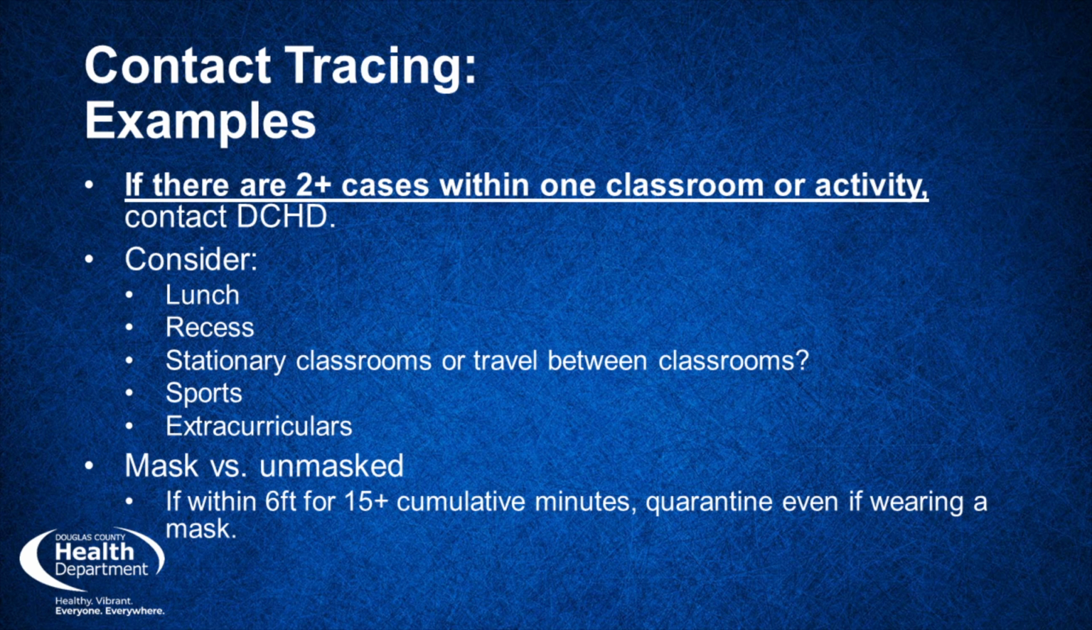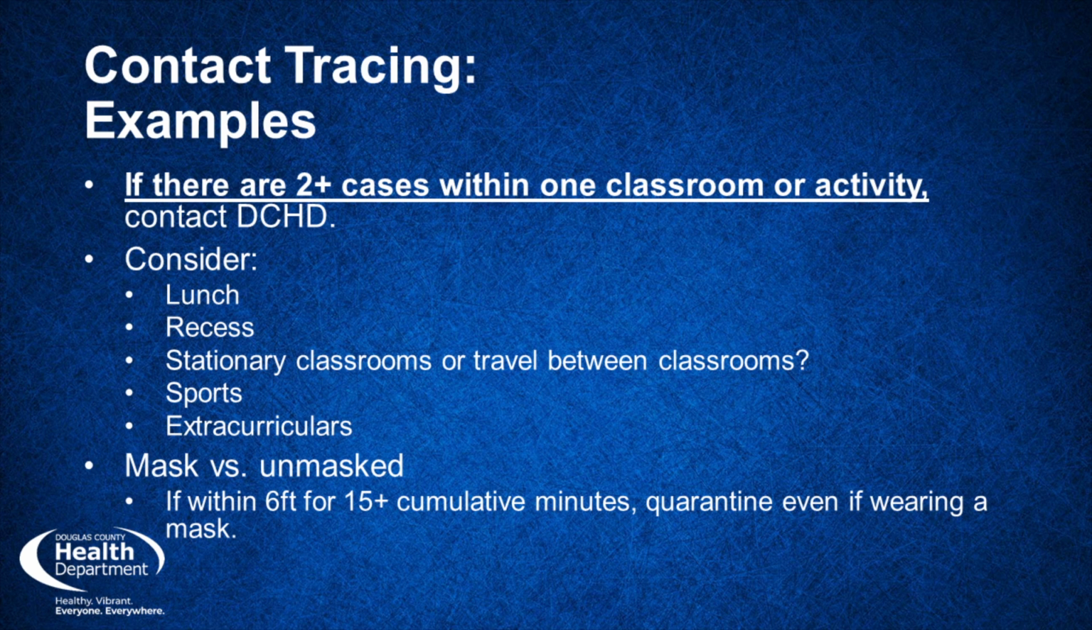When we were walking through all the examples previously, we looked specifically at the classroom setting. However, we know that students aren't always isolated to one classroom throughout the day. Other areas to consider when contact tracing are the lunchroom. Are all the students in a big cafeteria together? Are they in close contact with different groups during that lunch? Are students just with their classroom during recess, or do they intermix with other classrooms during recess? Are classrooms stationary, or is there travel between classrooms?